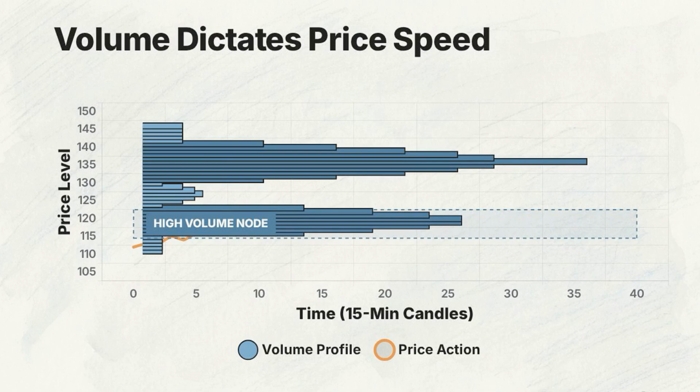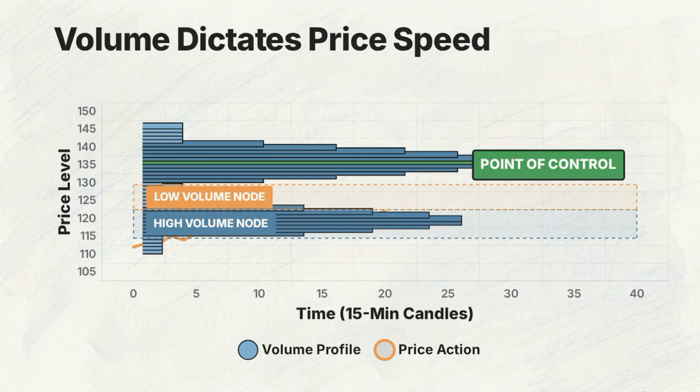Because so many traders are active here, these levels act like thick brick walls that stop the price from moving easily. The absolute longest bar in the profile is the point of control. This is the ultimate center of activity for the day, the spot where the most trading occurred. The shortest bars represent low-volume nodes. These are the open highways.